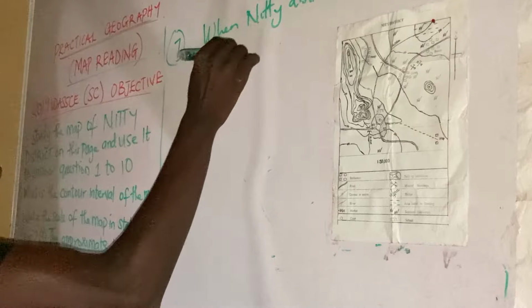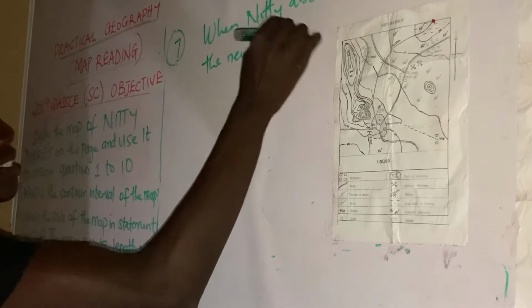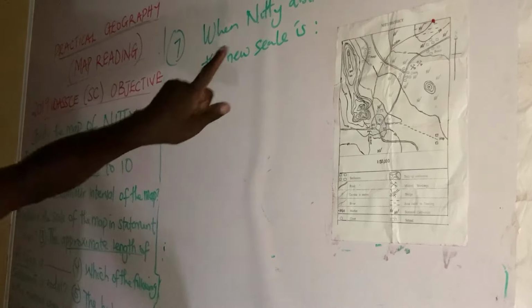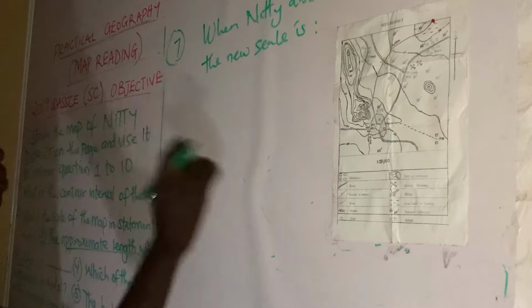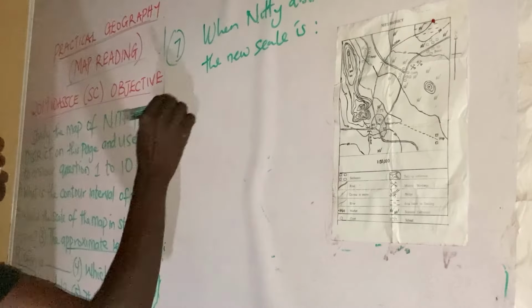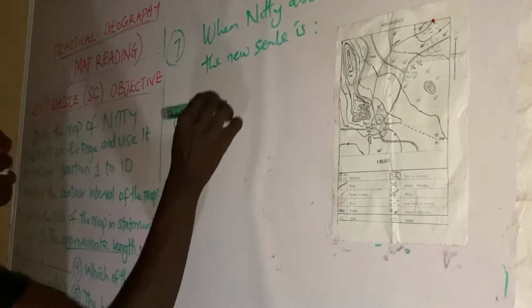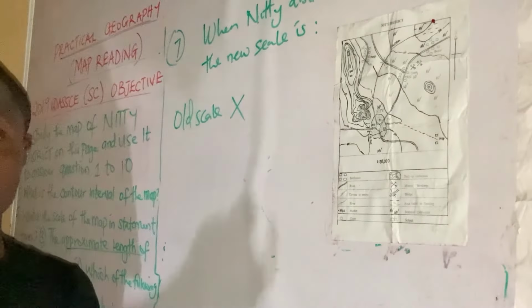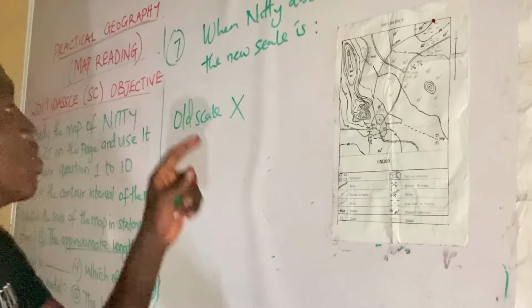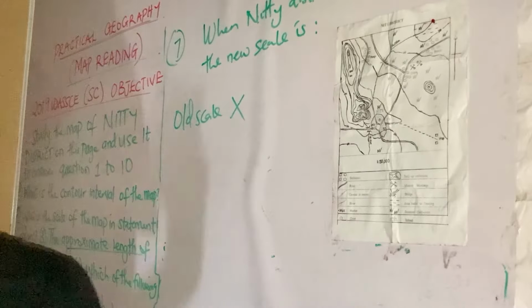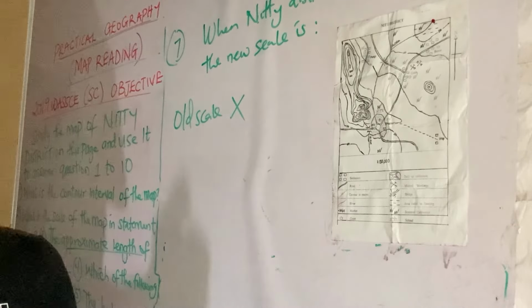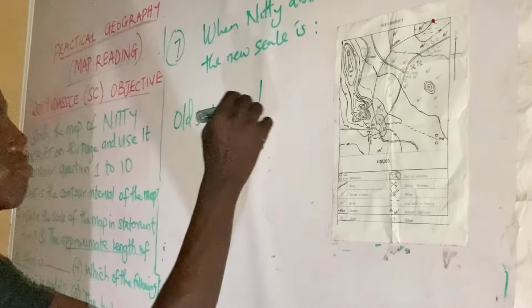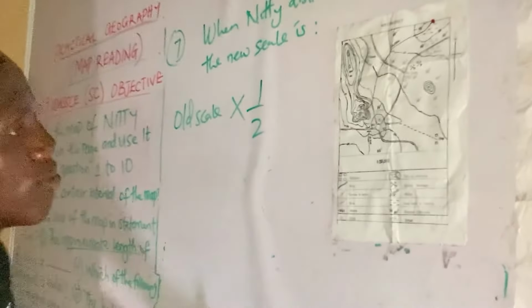The new scale is, now look at this. When the Niti district is reduced by half, what will the new scale be? Look at this. What is the former scale? The old scale multiplied by the number you are using to reduce it or enlarge it. So the old scale by the factor that you are using to reduce it or enlarge it. So this is now the old scale multiplied by half.